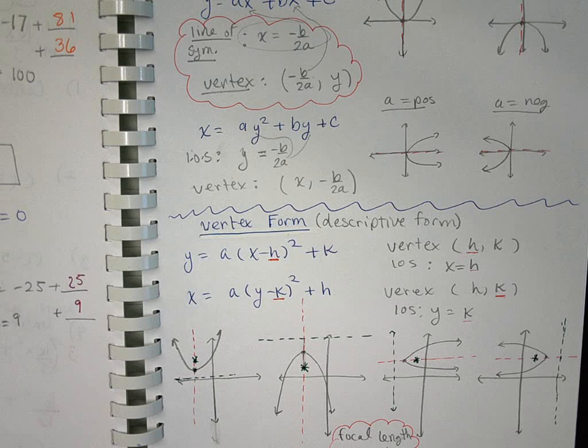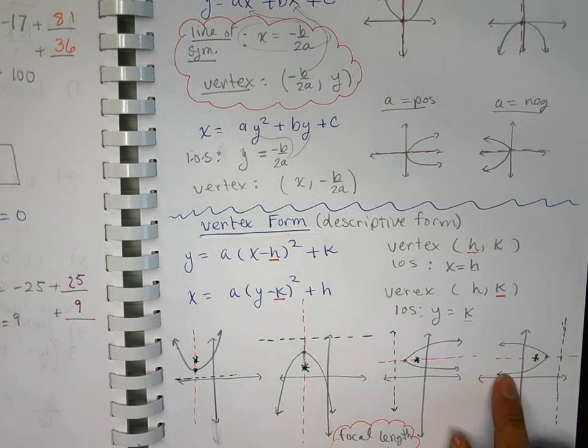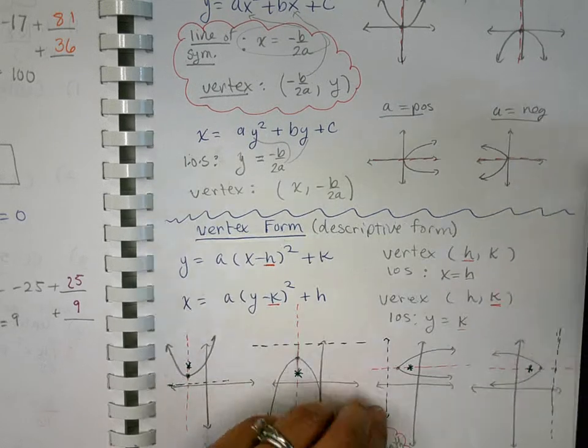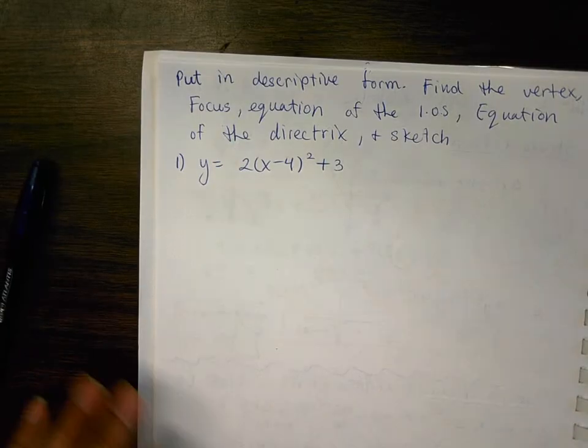Descriptive form, vertex form. They interchange, so make sure you know the two. All right. Did everybody add it to their notes? Okay. So that part's already done for us. Would you agree? Okay, find the vertex.